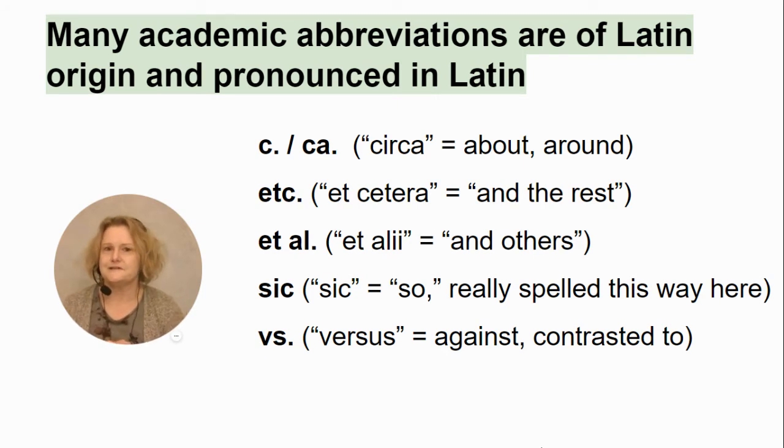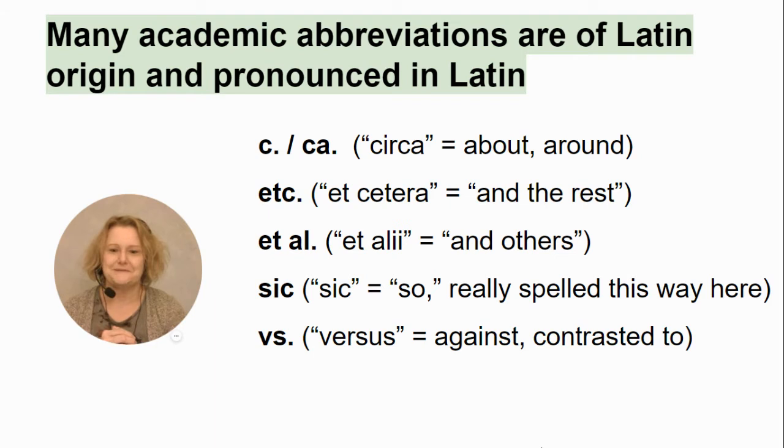And then we have vs. with a period. That means against, meaning two people against each other, for example in court, or pro versus con, advantages compared to disadvantages, and so forth.